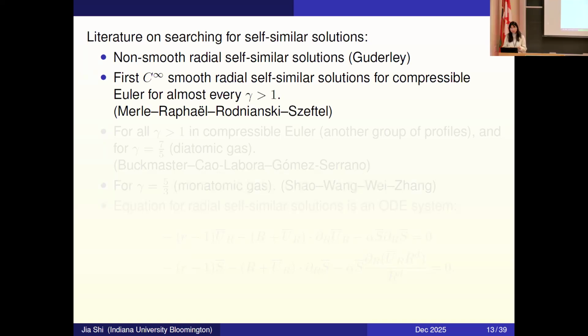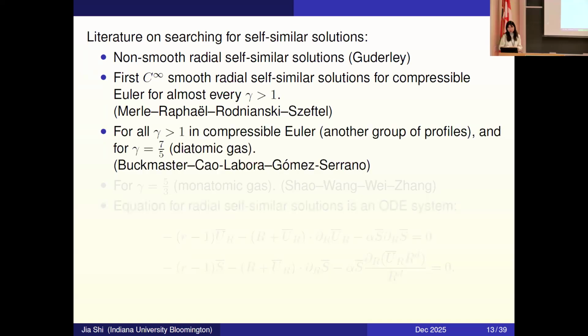In their case, they only know that this exists for almost every physical parameter gamma. What they don't know is what happens when gamma is equal to 5/3. This is a degeneration point in their study. And also which gamma doesn't work is not known from this result.